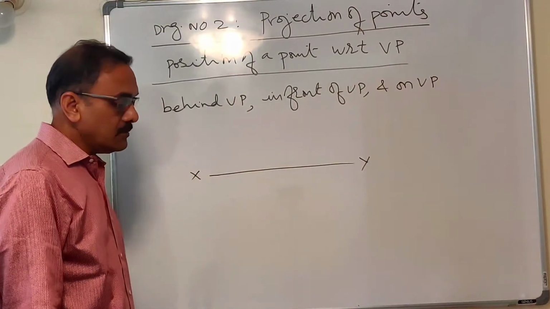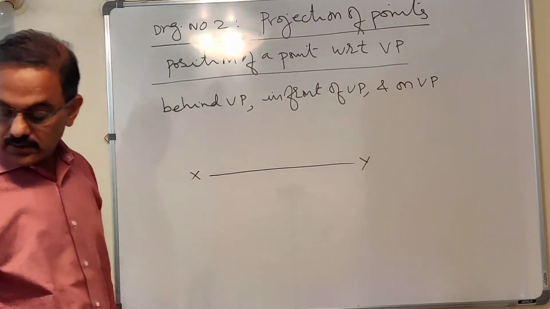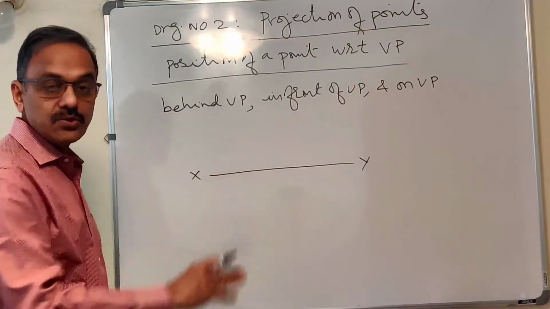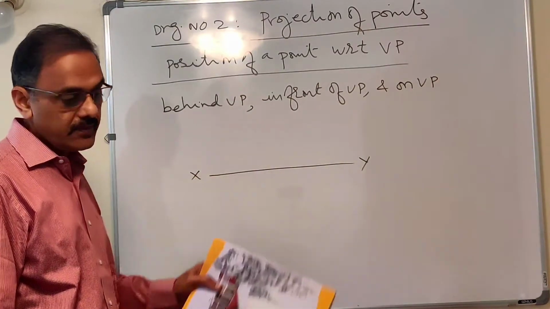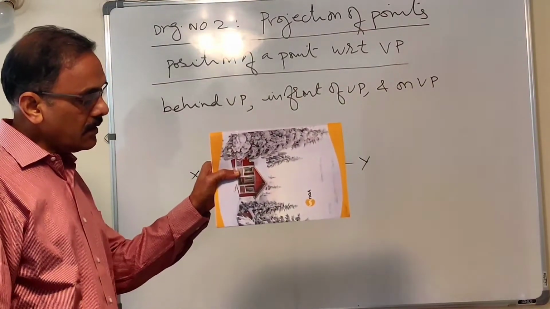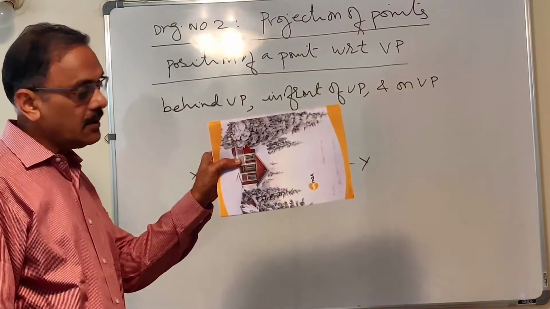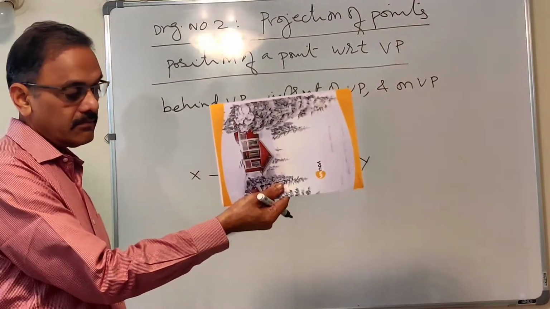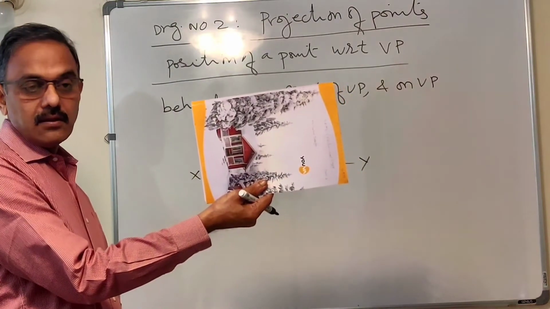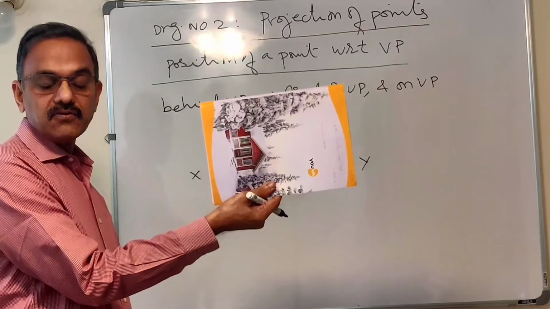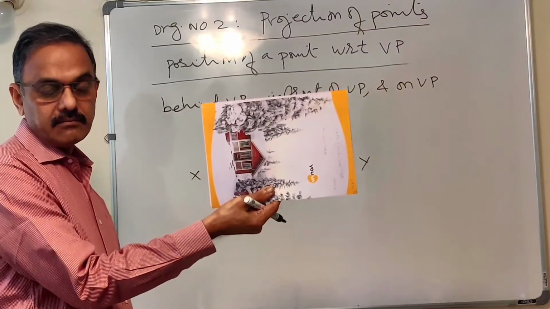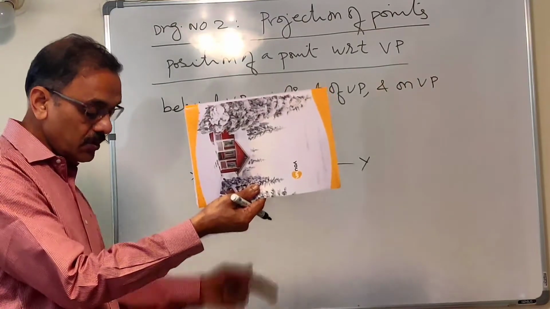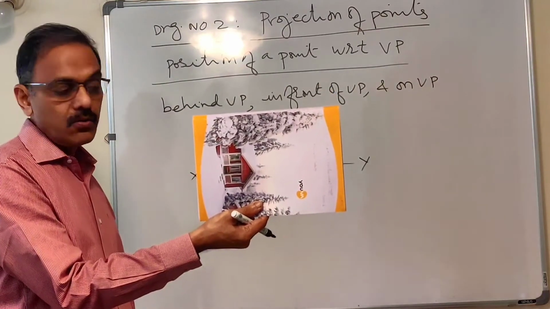Now, when you have a point behind VP, how do you represent it with reference to the XY line is the question. Now this is your VP. Let us say there is a point behind the wall. Now I want to obtain the top view of the point. If you want to obtain the top view of the point, what do you do? You project it onto HP, onto the ground.